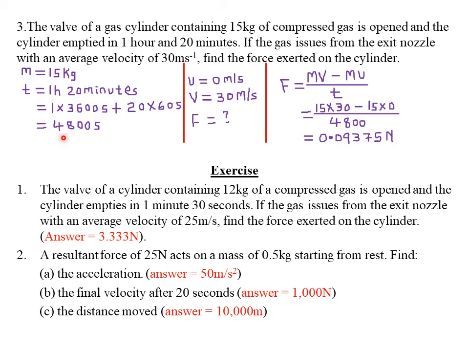It was 4,800 seconds. So of course 15 by 0, you'll obtain 0. 15 multiplied by 30, then you divide by 4,800, you'll obtain 0.09375 newtons as the force that was exerted on the gas cylinder in order to allow that particular gas to exit within the specified time of 4,800 seconds.